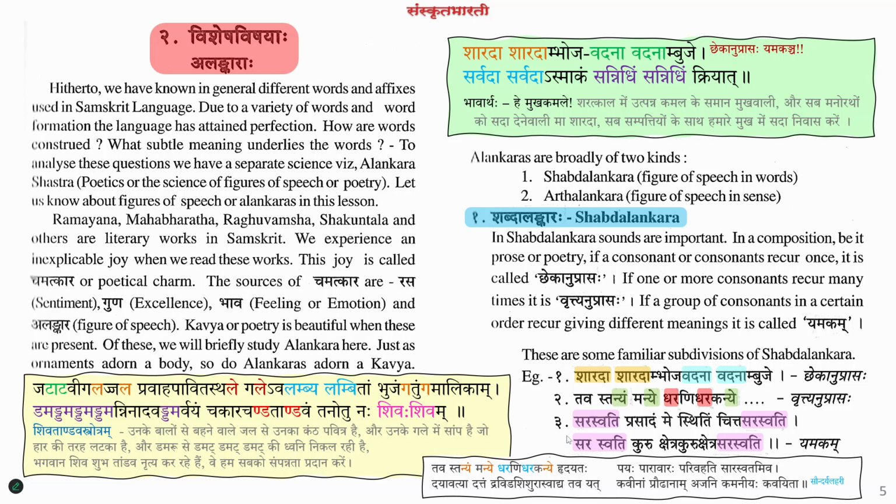Mahodaya, Bhagini. That first one, Sharada Sharadambuja Vadana Vadanambuje, I have above, so we can analyze that as more of Yamakalankara than Chekanuprasa. Yeah, I agree. That's why you see above: Sharada Sharadambuja Vadana Vadanambuje, Chekanuprasa and Yamaka. Repetition is there. I wrote it; they should have identified it. But because by very nature the repetitions have different meanings, it is Yamaka.